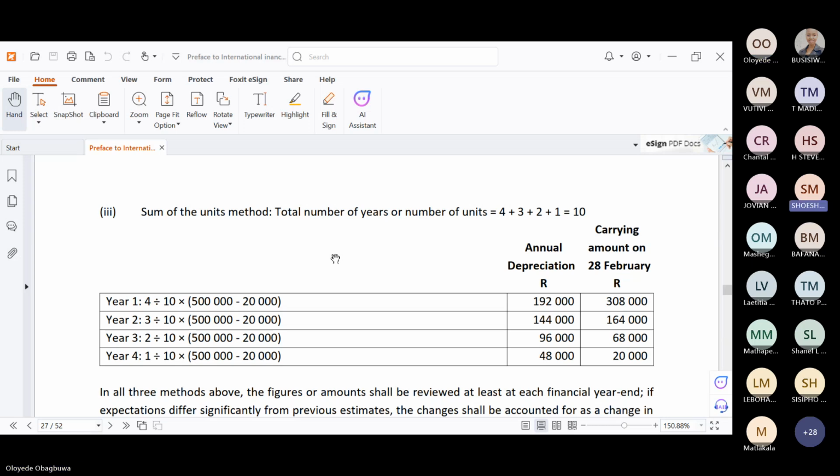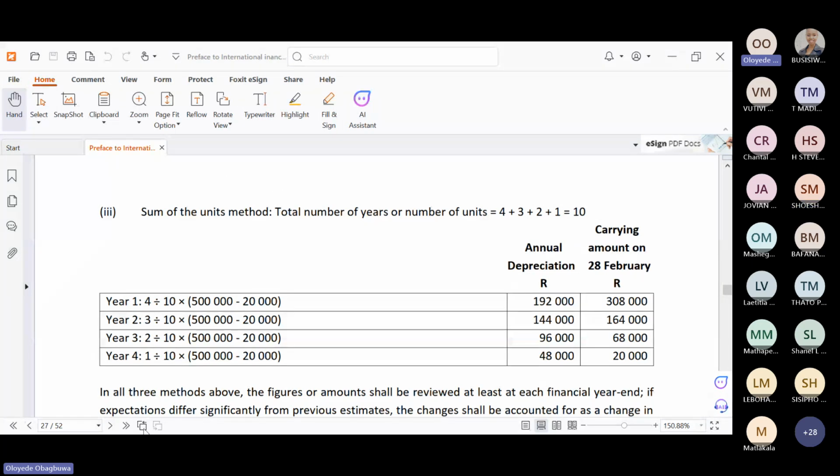We see that in the sum of the unit method, we have a total number of years, which is 4 years. After those 4 years, the next year will be 3 years. The other year will be 2 years. The other is 1 year. So that is how you put it: we have the 4 years, then the 3, then the 2.